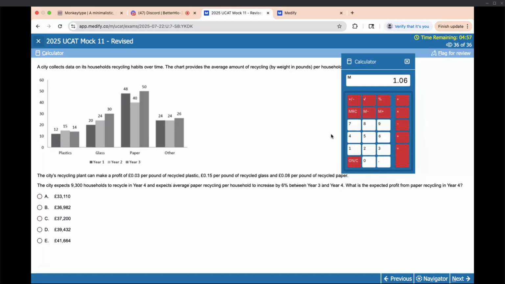Okay, so last question. 1.06 times increase by 6 at 1.06, yes. So times 50, so it's 53. And then how much is each year? So 93, 93. So 49200, and then the profit is 0.8 per pound. So 39432. Okay, I'm done.